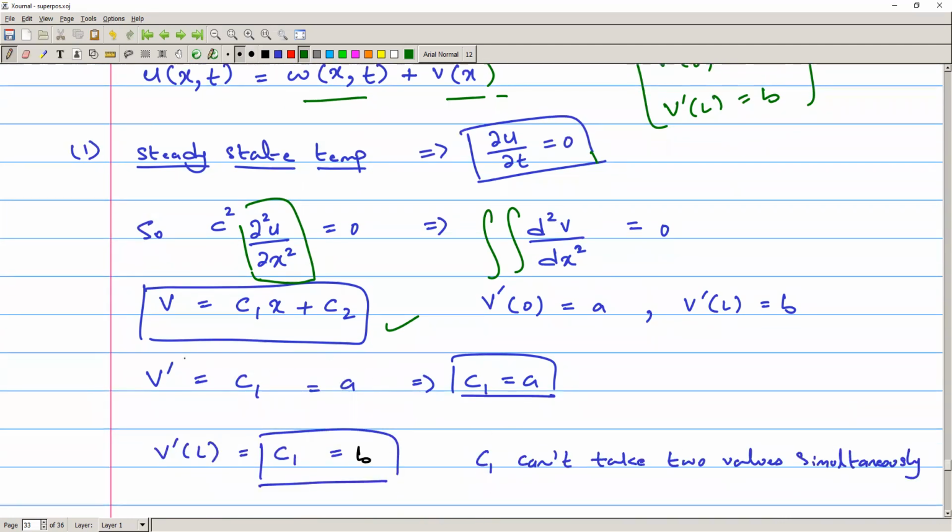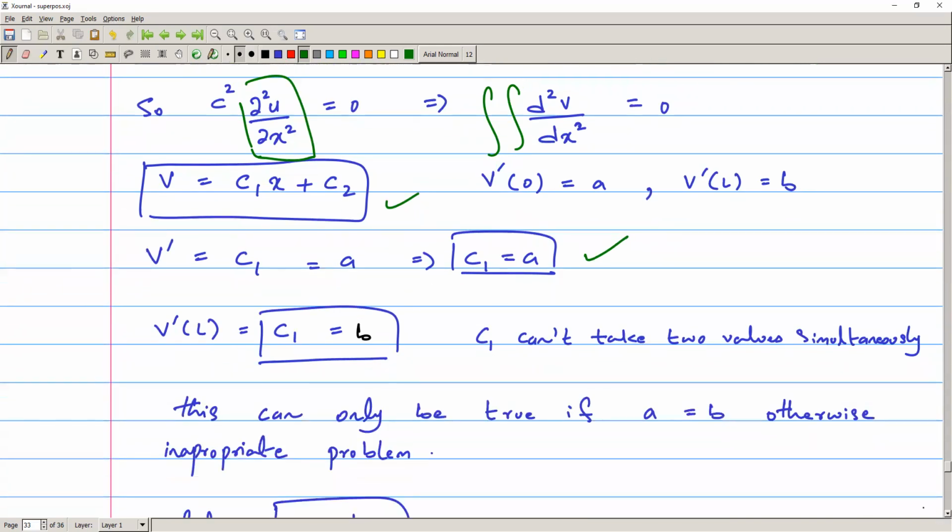So here we go. When v prime of 0 equals a, it means that first of all v prime will be equal to c1, and it means that c1 equals a, right? And again when we apply v prime of L equals b, then what we get is c1 equals b. Now this is a contradiction, right? So c1 cannot take two values simultaneously. Therefore, this can only be true if a equals b. Otherwise, this is an inappropriate problem, right? It cannot happen, right?